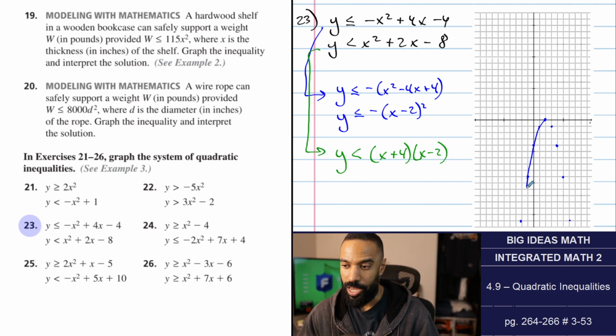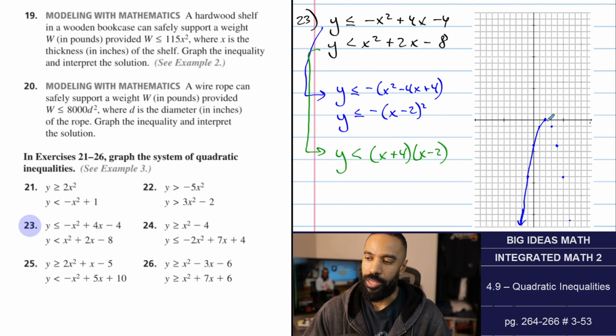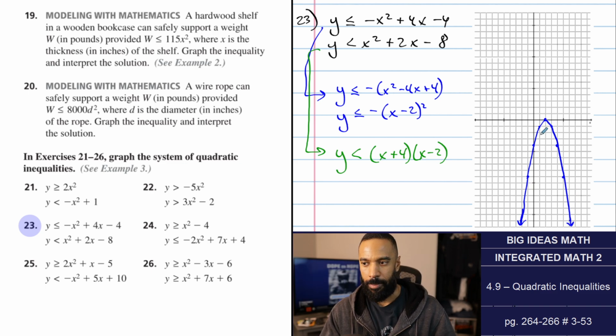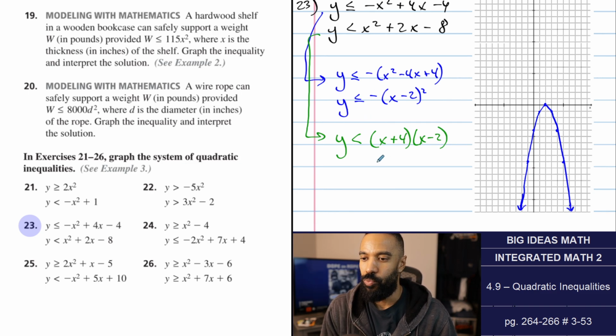Now, I'm not going to do the shading right now. I'm going to wait. I'm going to find out where this other curve goes, and where that would be shaded, and I'll talk about the overlap after. But it would have been below. Nothing will be above for this solution set to the inequality. Just keep that in mind. The next one, we are shading below as well, but this is a different curve.